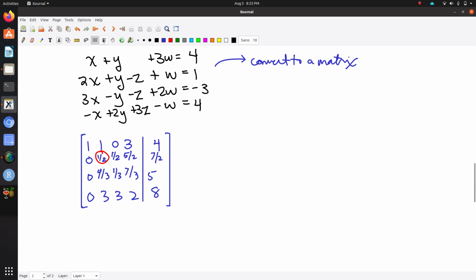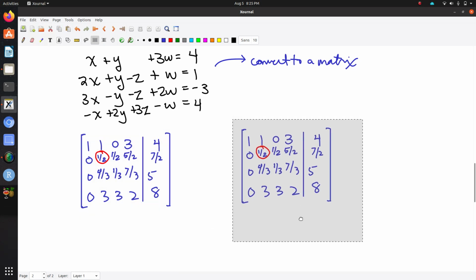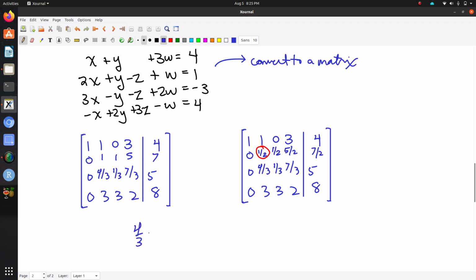So I'm going to go ahead and do another copy here, just for good measure. How do I turn that into a 1? Well, I just double everything. Not hard. What about the next one? Oh, what a pain. 4/3 times 3/4. So 1/3 times 3/4. 7/3 times 3/4. And 5 times 3/4 is going to be all those magic numbers we need for this row.